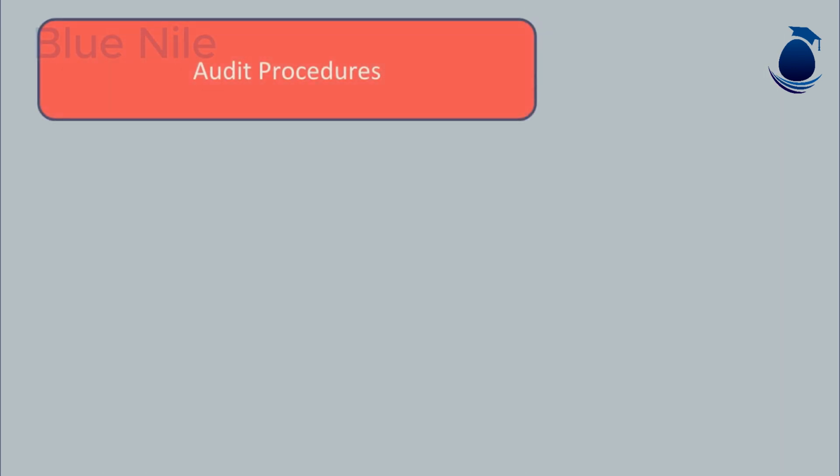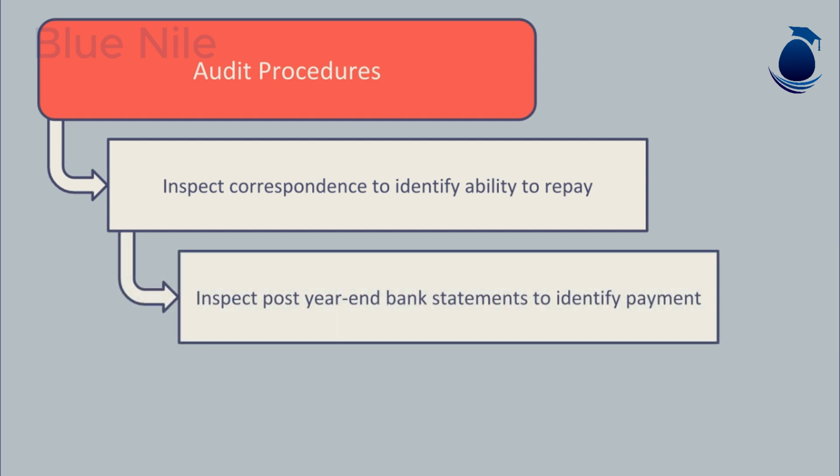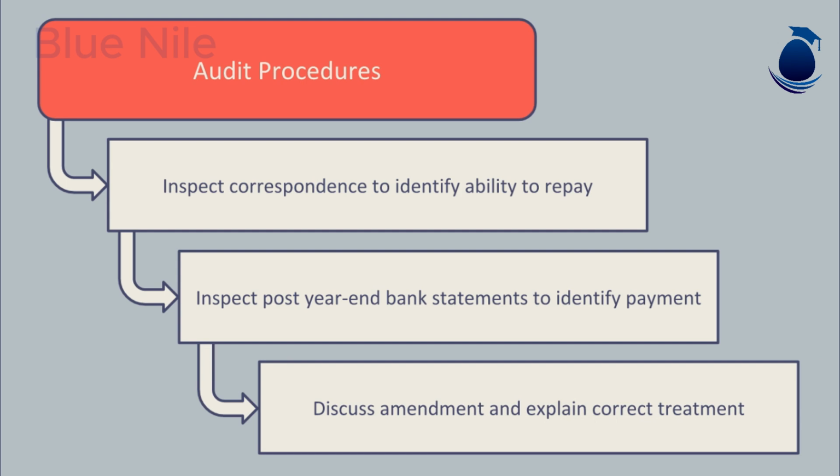The auditors should inspect customer correspondence with Bullfinch to identify whether further communication has been received to decide if they are able to pay their debt. The auditors can then inspect post-year-end bank statements to identify if the customer has made any payments. The auditor should then discuss the amendment with the client management, explaining to them the correct treatment and the impact on the financial statements and audit report if the amendment is not made.